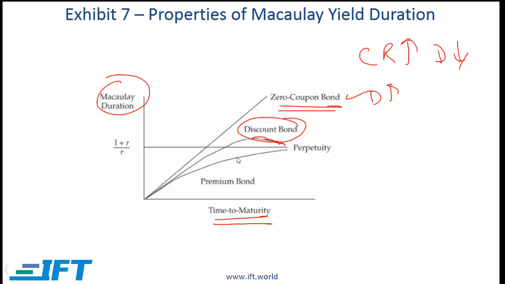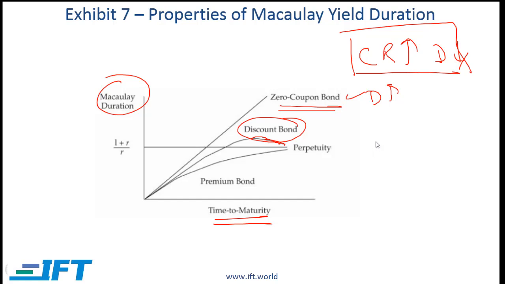You can also think of this as follows. Macaulay duration is a weighted average of the cash flows, and with a high coupon rate bond, you are getting more money back sooner. In any case, the key relationship is right here. If the coupon rate is high, then the duration will be lower.